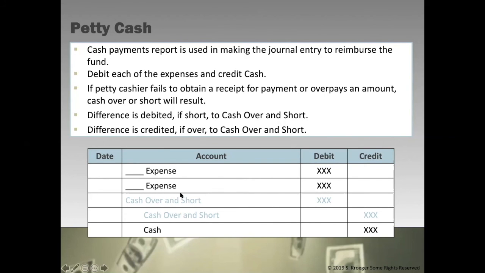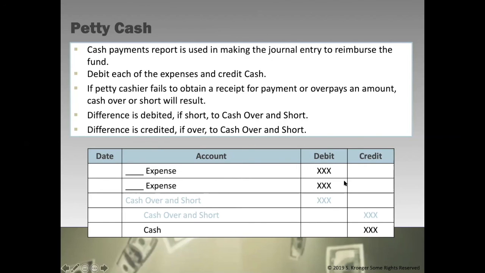First, I list all the expenses from the receipts. Second, I credit cash the amount in order to make the petty cash account whole again to the established level. For example, if we normally have it at $100 and there's only 20 left, I know I'll need $80 to bring it back to 100.